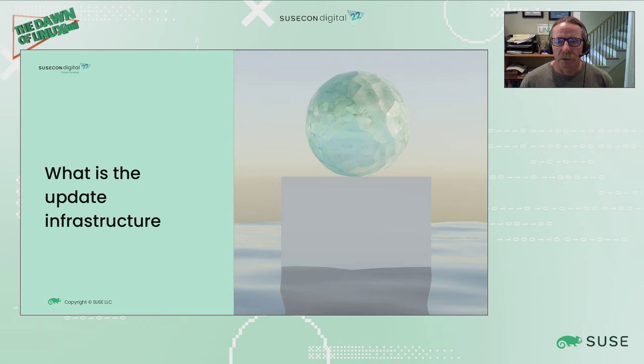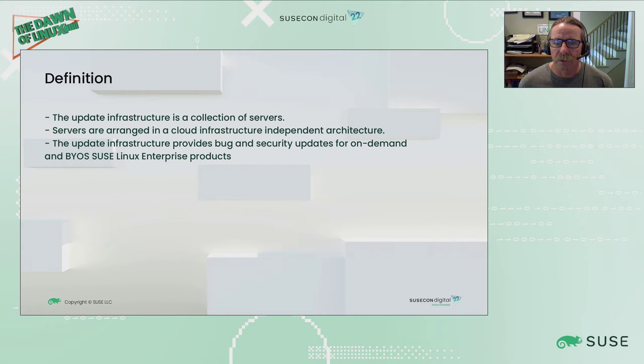Let's talk about the update infrastructure and what the update infrastructure is. The update infrastructure itself is a set of servers that run in various public cloud frameworks. The servers themselves are arranged in a cloud infrastructure independent architecture, so they can run in any cloud. SUSE operates the update infrastructure in AWS EC2, Microsoft Azure, and Google Compute Engine. The update infrastructure provides bug and security updates for SUSE BYOS and on-demand instances for SUSE Linux Enterprise products, such as SUSE Linux Enterprise Server, SUSE Linux Enterprise Server for SAP applications.